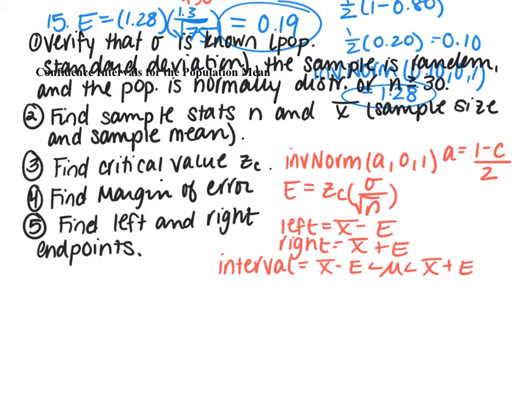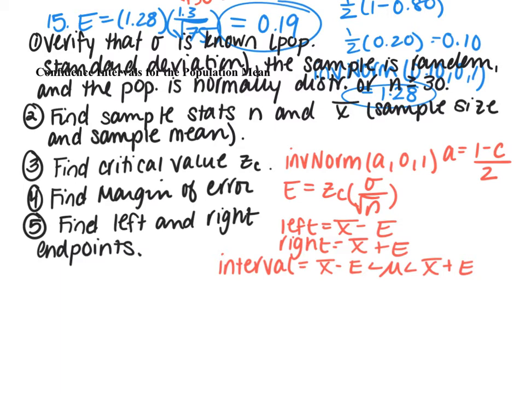It would be 1 minus 0.95, and then we're going to divide that number by 2. Most of the time, especially once you get to 6.2, you'll have either 90, 95, or 99. So you could just use your chart to get the critical value. Next step, we find the margin of error using the formula we just came up with. And then finally, we find the left and the right endpoints.